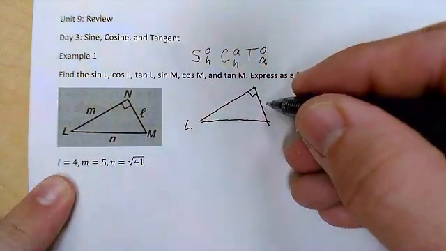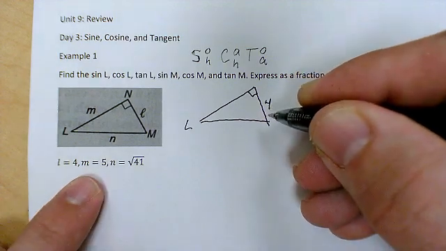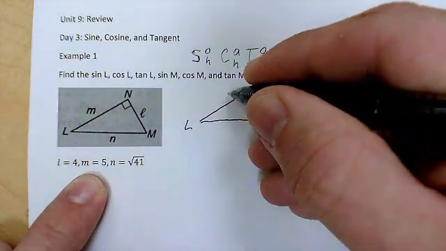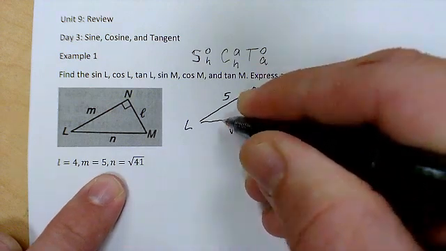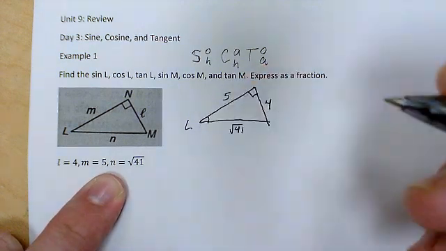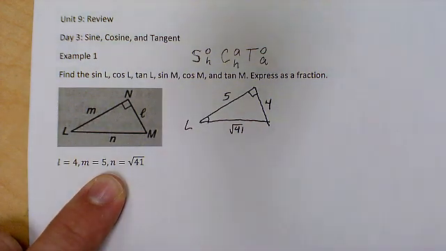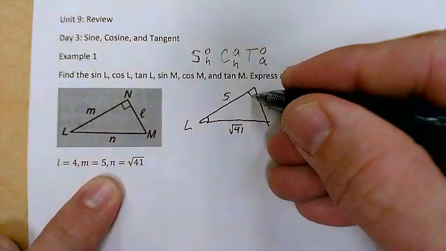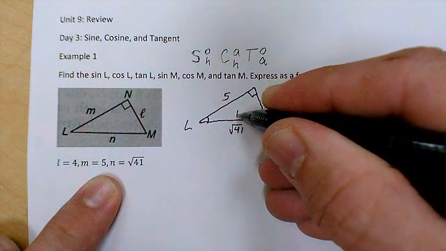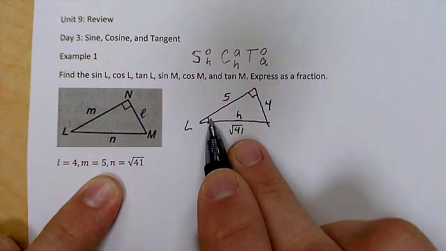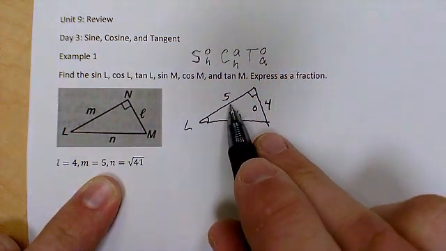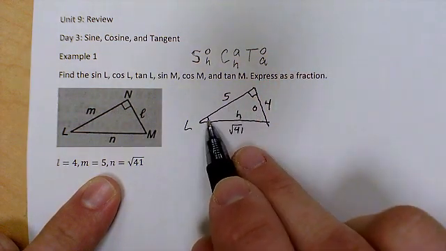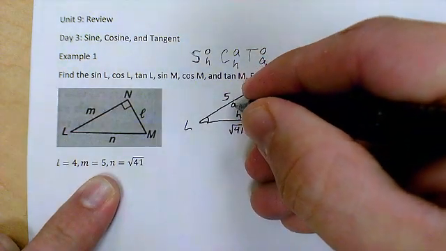So L across from it is 4, M is 5, and N is root 41. And this is my acute angle that I'm referencing here. I am going to label the three sides. Remember that across from the right angle is your hypotenuse, across from your acute angle is your opposite leg, and the leg that's next to the acute angle is your adjacent leg.